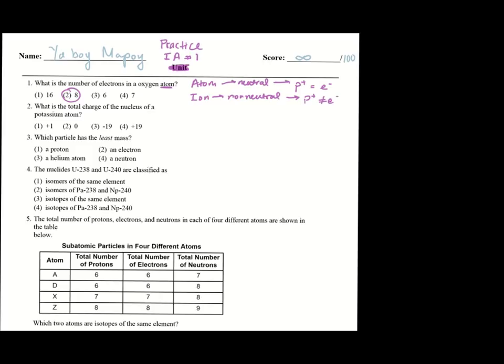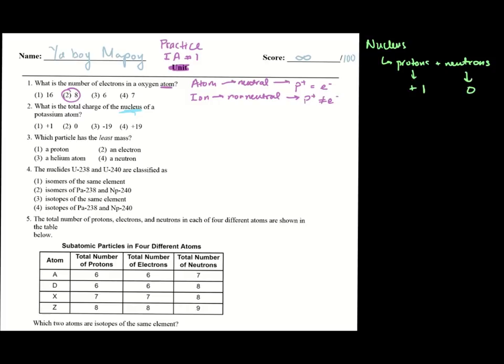All right, number 2. What is the total charge of the nucleus of a potassium ion? Oh, no, sorry, potassium atom. Okay, another keyword: nucleus. So what goes on inside the nucleus? Let's think about that. The nucleus has both protons and neutrons. What are the charges of these particles? Protons are positive, neutrons are 0.